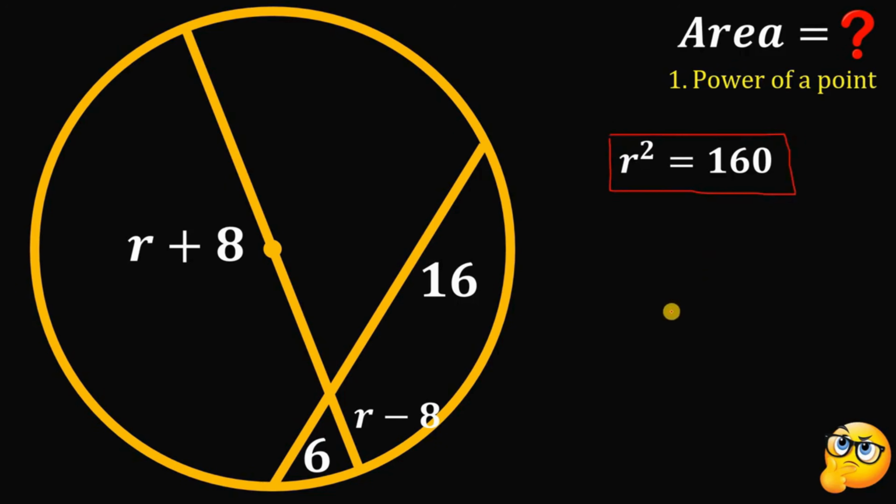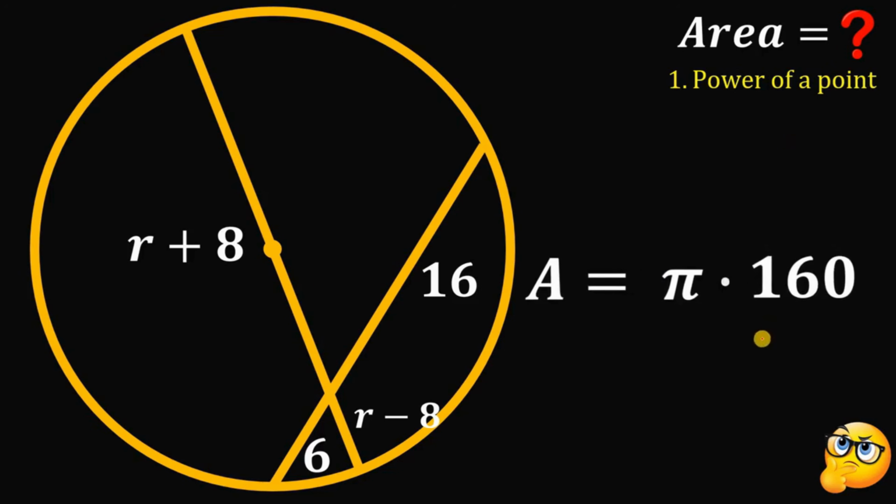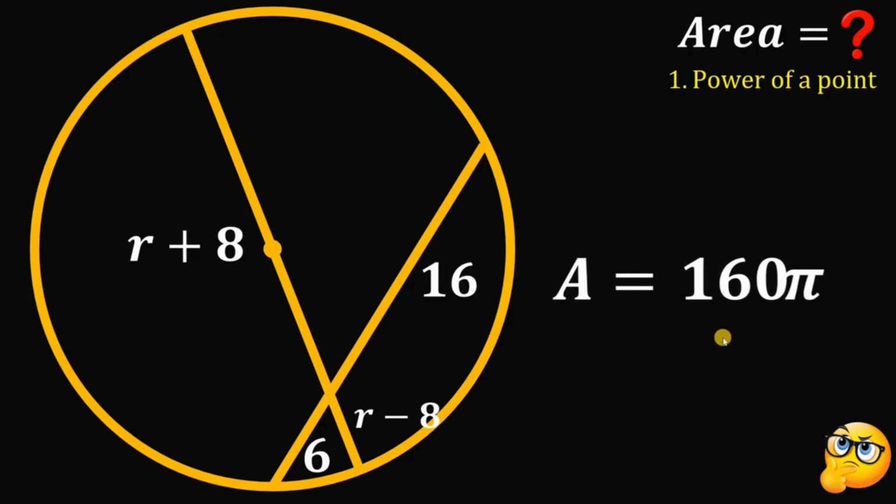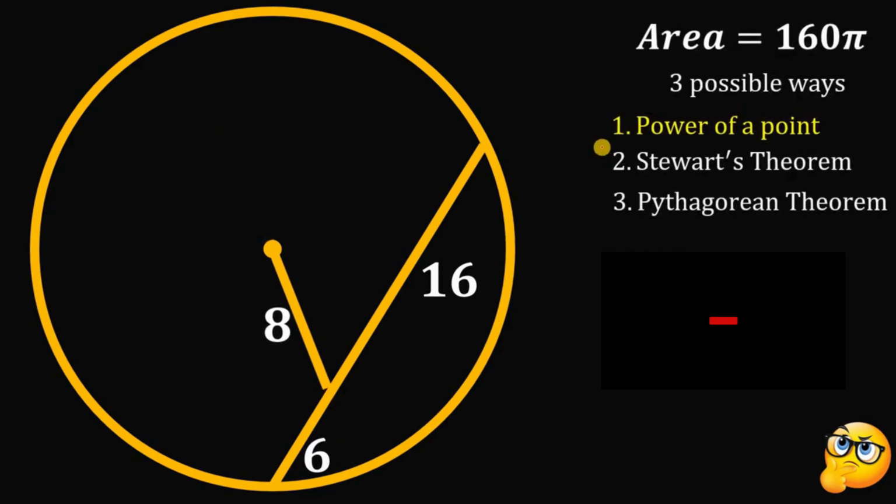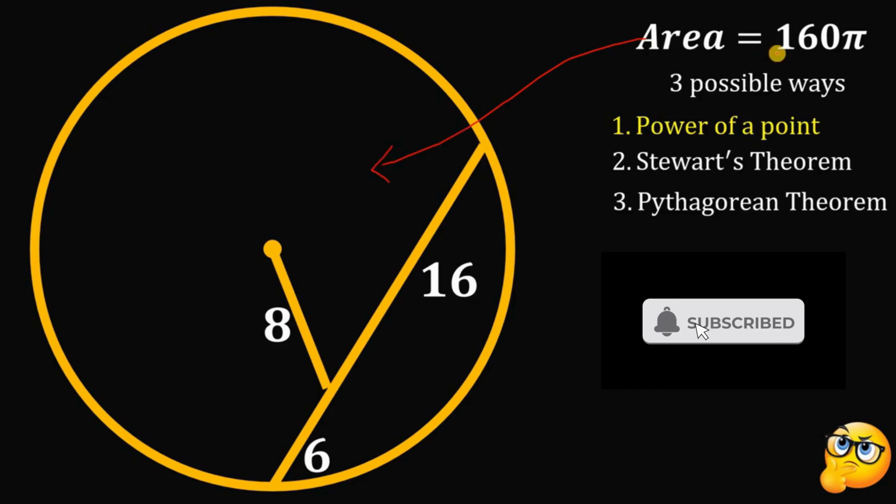But take note that the area of the circle must be given by this formula, pi r squared. So, no need to find the value of r because we want r squared. And we know that r squared must be equal to 160. So, let's replace r squared with 160. Therefore, we can say that the area of the circle must be equal to 160 multiplied by pi square units. And that is the answer. So, using power of a point or the chord-chord power theorem, we get that the area of the circle must be equal to 160 times pi square units.